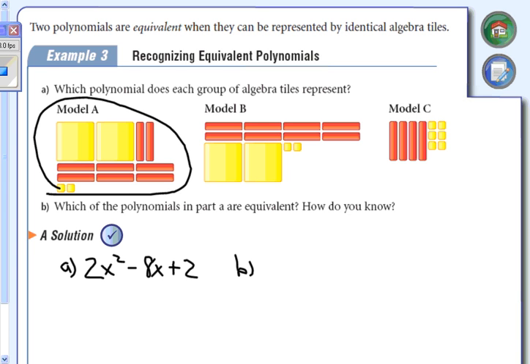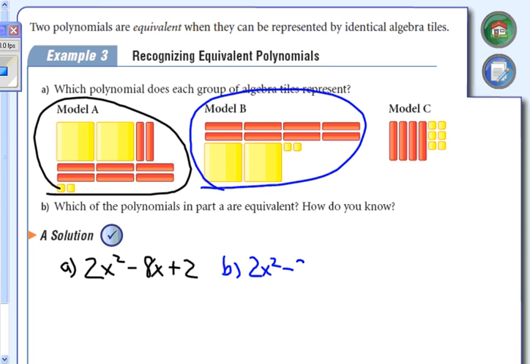Okay, for B, let me do B in a slightly different color so that we know which one we're doing here. B I'll do in blue. So again, I start usually with the largest tiles. So there's 2 positive variable square tiles, so I'm going to call it 2x squared. There's 8 negative variable tiles, so negative 8x, and 2 positives. So if you look, A and B are identical. Again, another trinomial. We would say it has a degree of 2 because that's the largest power.